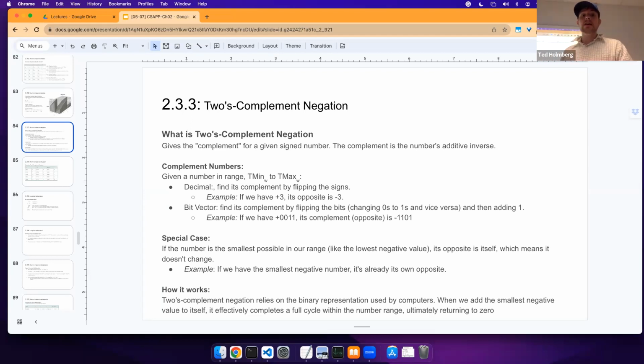So with that said, with bit vectors, we find its complement by flipping the bits. So for every 0 bit inside of its representation, we can flip it to a 1. And then from that resulting value, we add 1 to it, right? Because it's 1 unit out of alignment between the actual inverse additive and its complement, because 0 is its own complement, right?